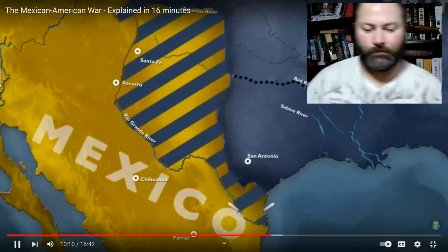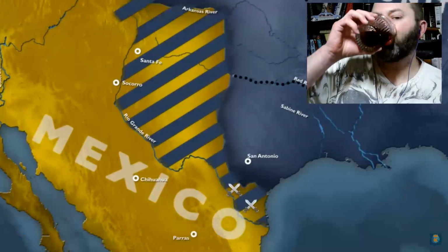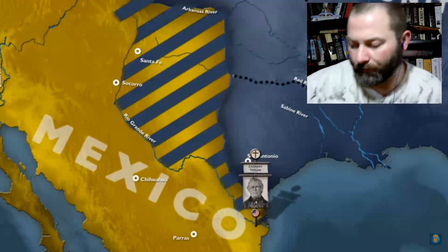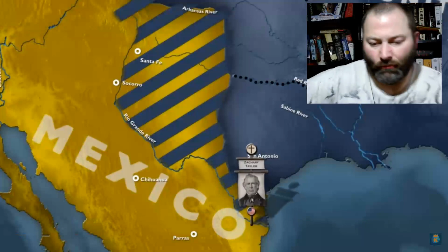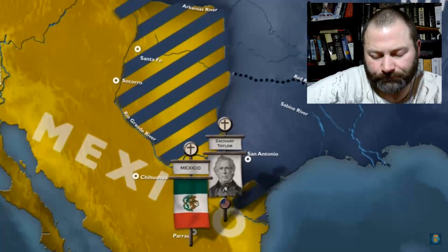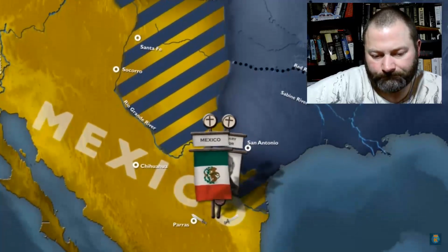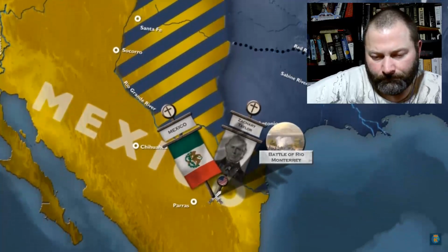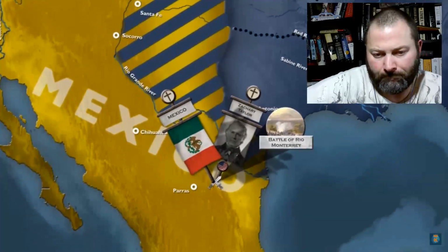The Mexican Army's defeats at Palo Alto and Resaca de la Palma caused even more political turmoil in Mexico. Led by Zachary Taylor, 2,300 U.S. troops crossed the Rio Grande and proceeded south. The hard-fought Battle of Monterrey resulted in serious losses on both sides.